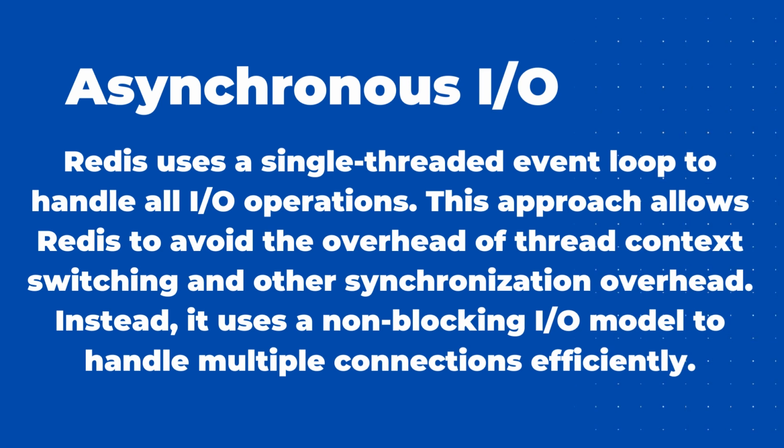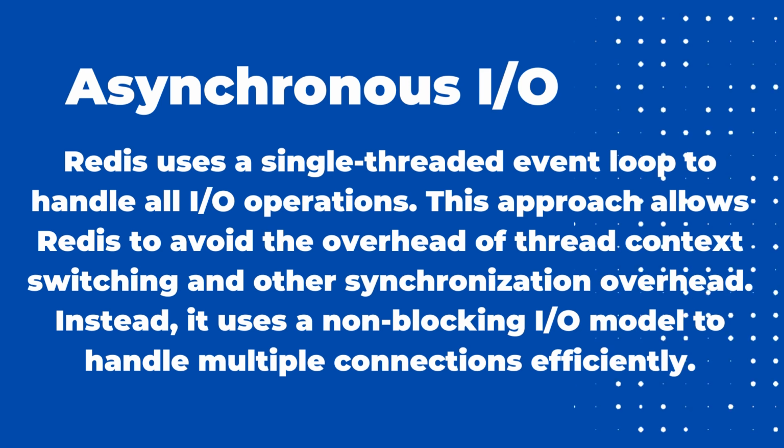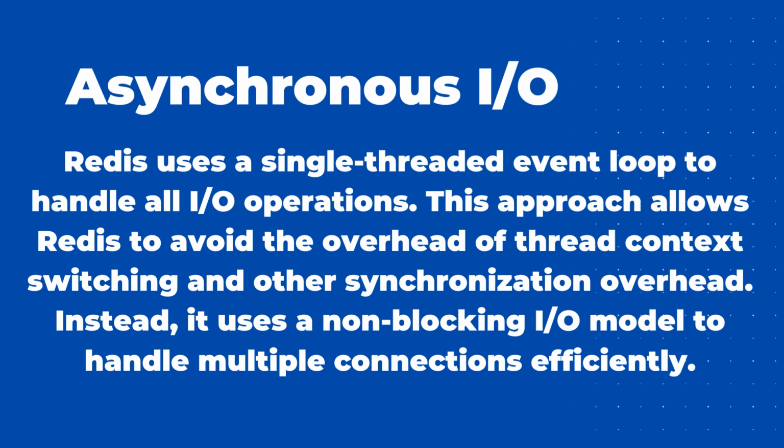Okay, it has asynchronous IO. Redis uses a single-threaded event loop to handle all IO operations, input and output operations. This approach allows Redis to avoid the overhead of thread context switching and other synchronization overhead as well. Instead, it uses a non-blocking IO model to handle multiple connections efficiently.